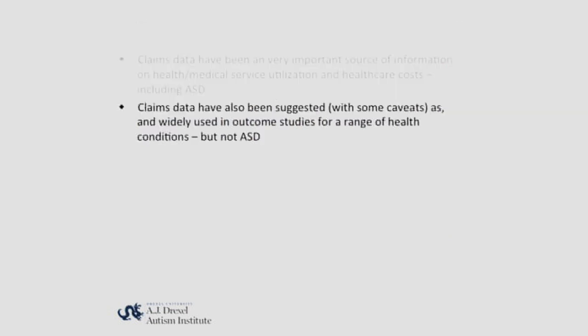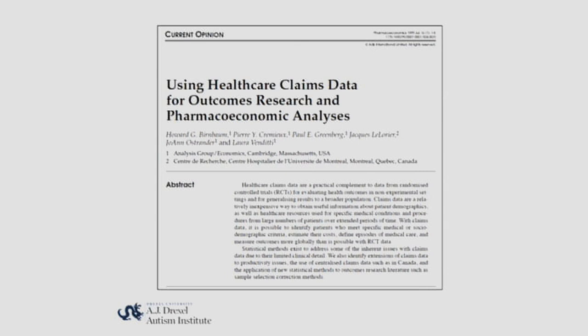However, there's been some suggestions that maybe we can capitalize on claims data to study health outcomes, not so much to study utilization and cost, but to actually study health endpoints associated with a range of different conditions. But this really hasn't been implemented very much for autism. This paper, going back to 1999, written by Birnbaum, makes the case that in addition to doing the obvious, which is focusing on costs and utilization, healthcare claims data might really be important for outcomes research.